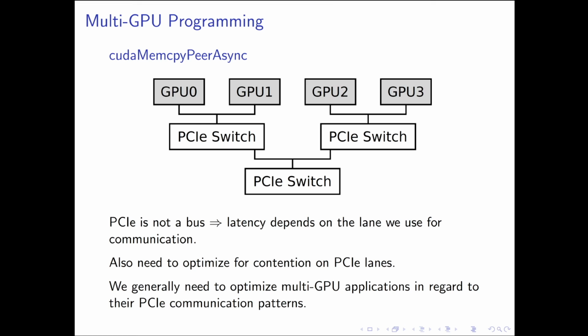So in general, PCI Express is not a bus, and there are different memory access latencies depending on where in the PCI Express tree we currently are. When we're optimizing for multi-GPU execution, we should take this into account to make sure that our application is optimized for multi-GPU.